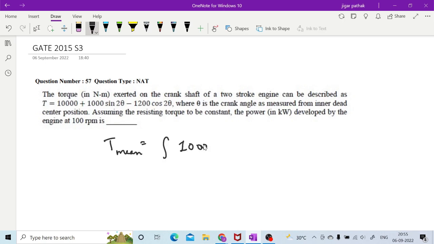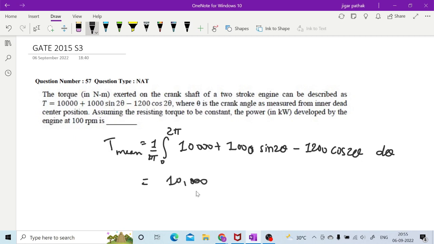So T mean is 1 upon 2 pi, integral from 0 to 2 pi of 10,000 plus 1000 sine 2 theta minus 1200 cos 2 theta, d theta. When you put all these values and integrate it, you will find this T mean, and it will come around 10,000 actually. So once you get this, then you have to calculate the power.